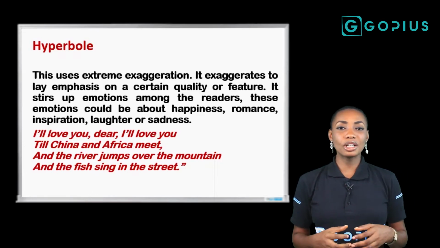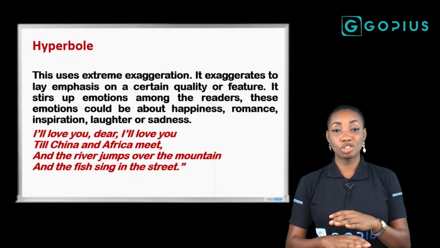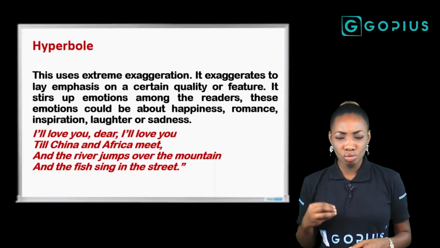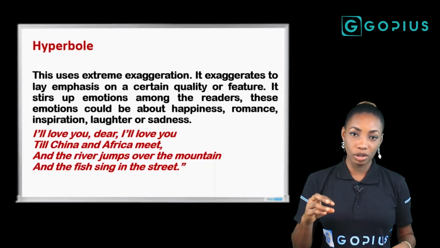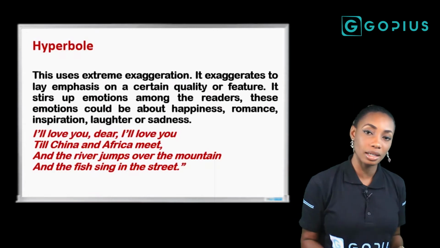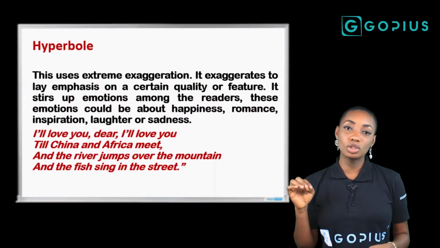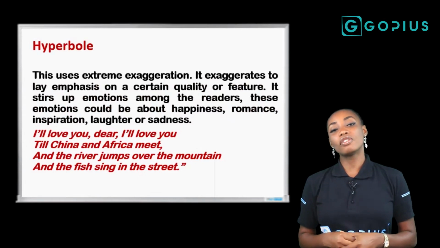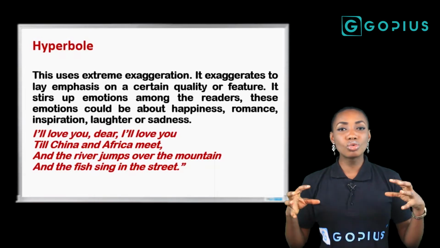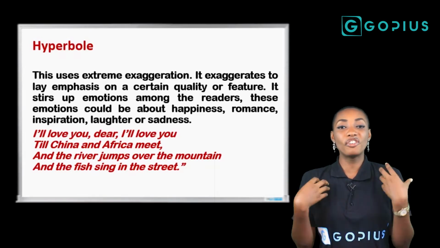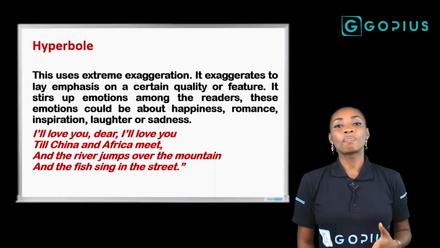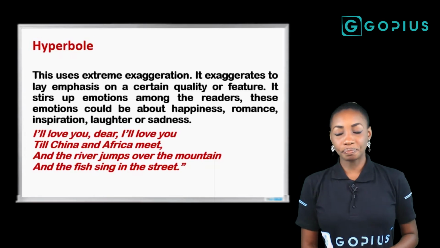So if a writer uses hyperbole, this extreme exaggeration, it's just for you to know the extent of what he feels. If he's really happy, it's for you to know the extent of it. If he's really in love, it's for you to know the extent of it. If he's really sad, it's for you to know the extent of it, and for you to be able to feel it as a reader or listener. So let us look at the example we have.